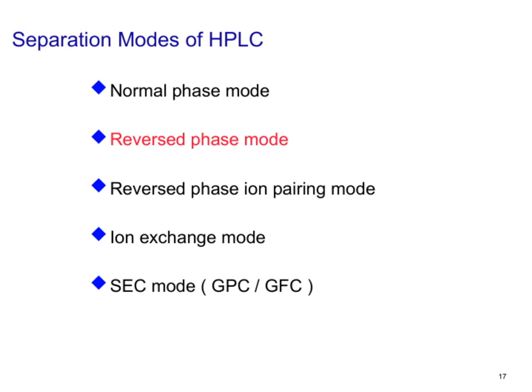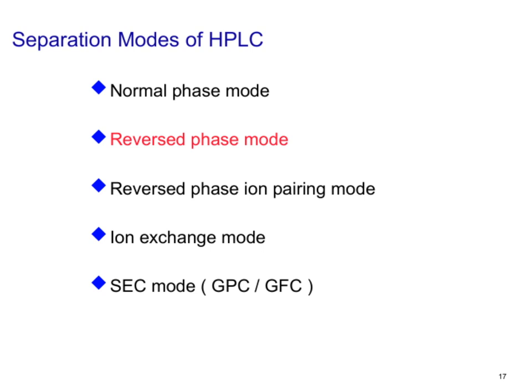First, we have the normal phase mode, which uses a polar stationary phase and a nonpolar mobile phase. This mode is particularly useful when separating compounds based on polarity differences. Next, there's the reversed phase mode, the most commonly used in HPLC today, where we have a nonpolar stationary phase and a polar mobile phase. This setup is ideal for a wide range of analytes, especially in biological samples.